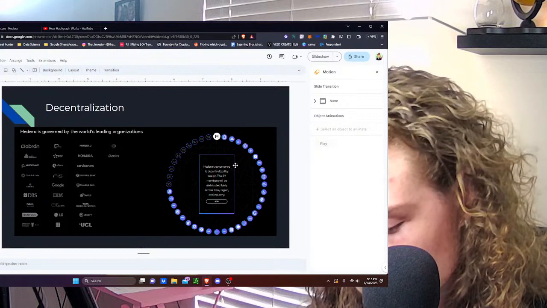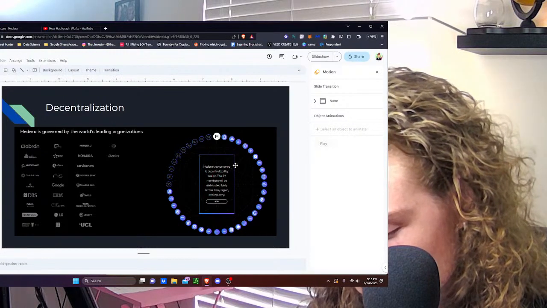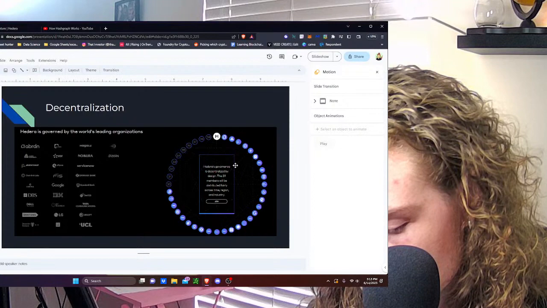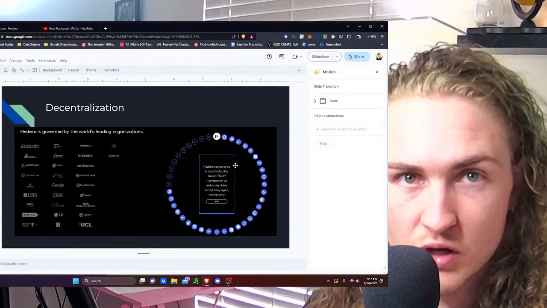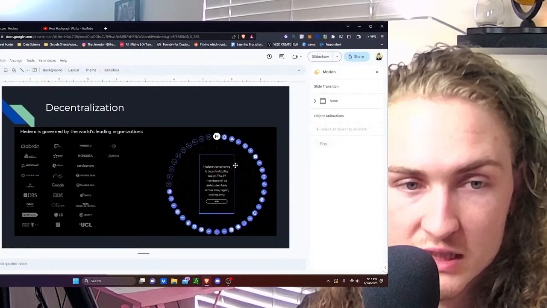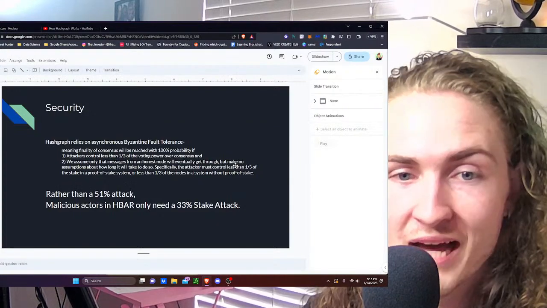Let's see, I have notes here just in case I forgot anything. Yeah. So it is more of a centralized project than a decentralized project, and that's good and bad.